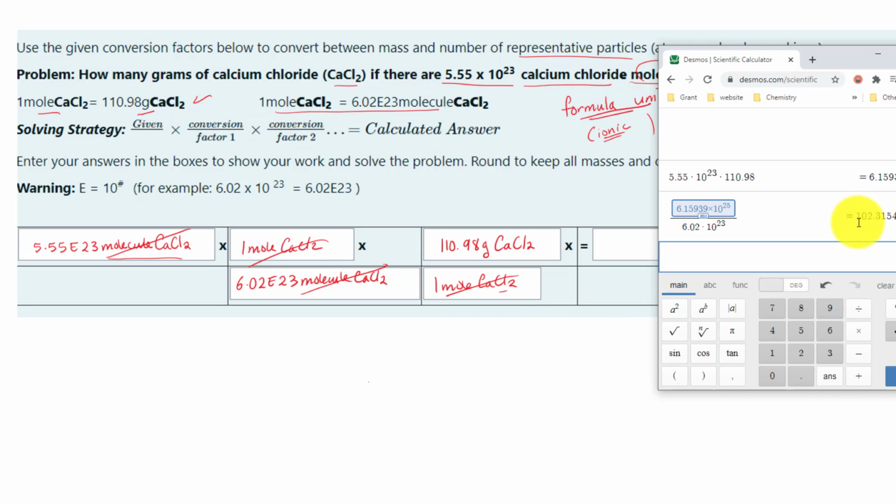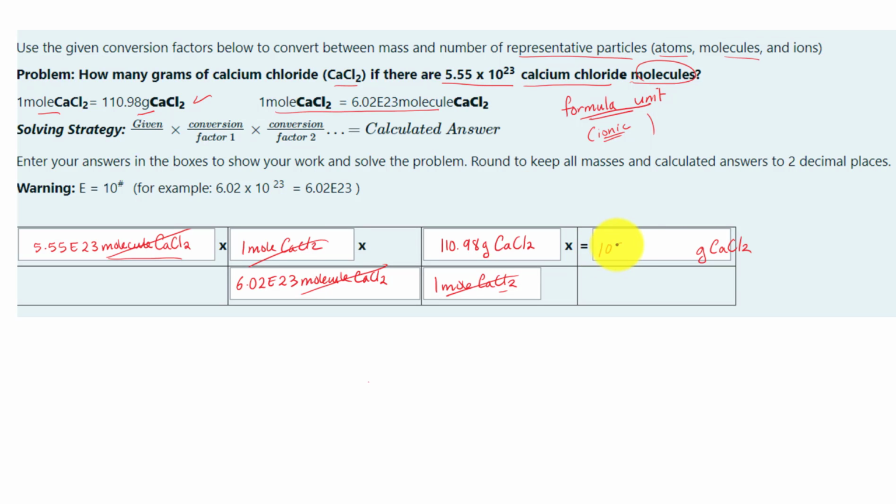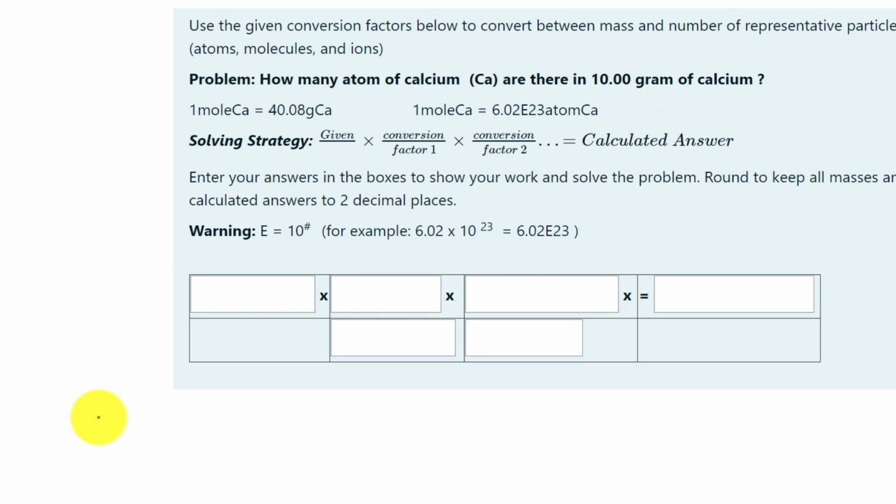So the answer is 102.315. We round to 2 decimal places, so it's 102.32. There you go. Let's go to this question.